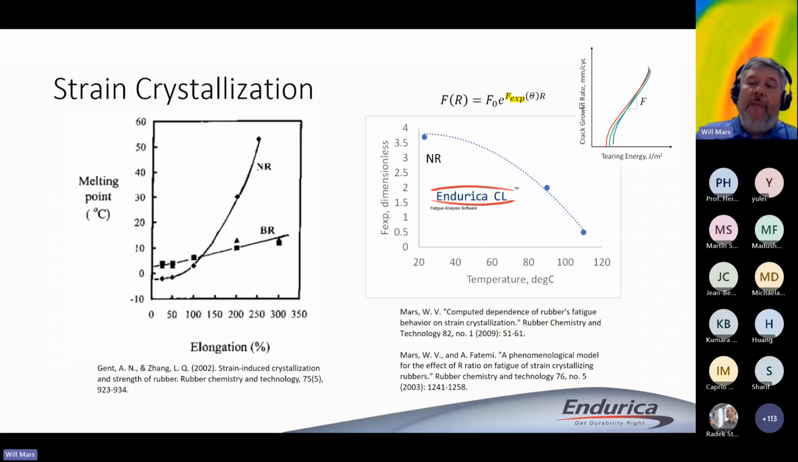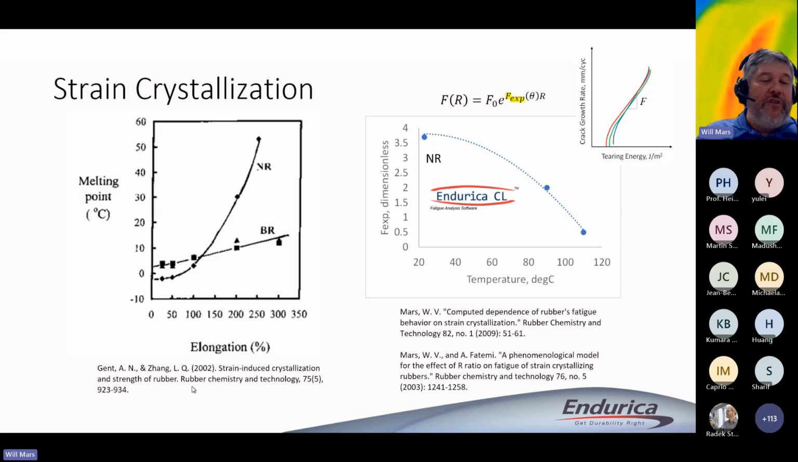Now, when we talk about crack growth behavior, we need to treat the topic of strain crystallization separately from the temperature dependence that we were just talking about a moment ago. We know that the strain crystallization effect is maximized at lower temperatures, and as you increase the temperature, the effect is reduced.